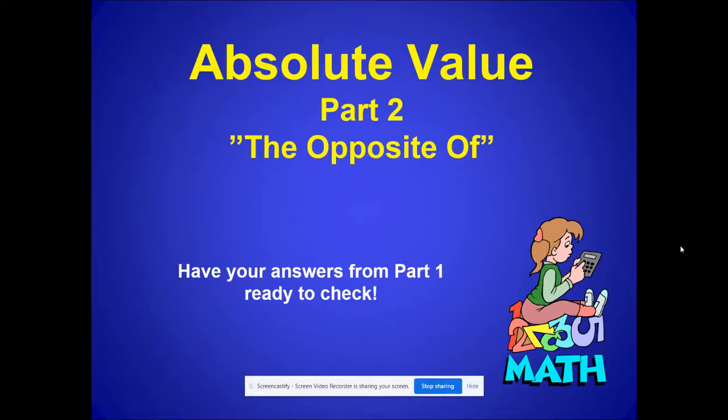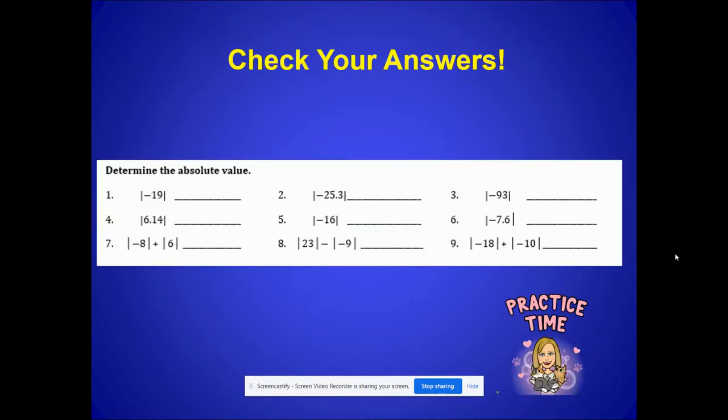We are now ready for part 2 of our absolute value lesson, which is on the opposite of. But before we get started on this, we need to check our answers from part 1. So have your answers ready and we will check them. Anytime you have the absolute value of something, the answer is going to be positive.